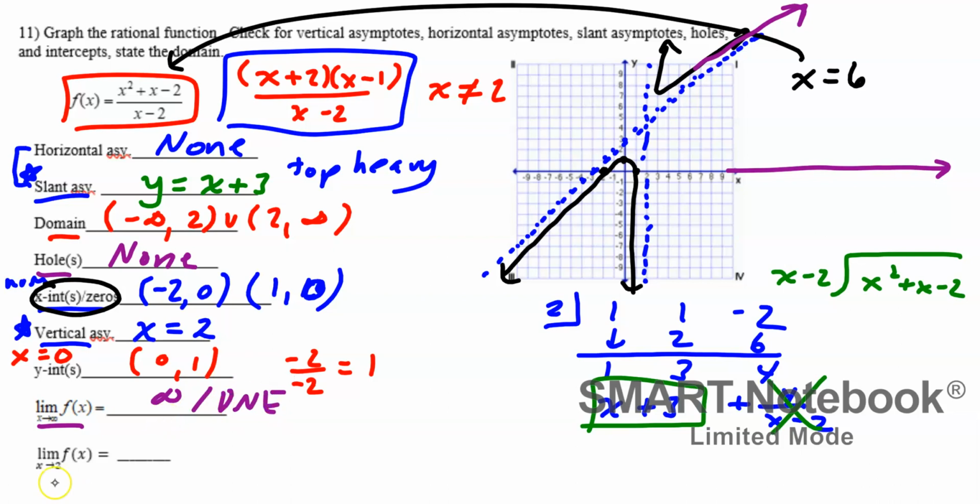The limit as x is approaching 2, we need to consider the left and the right. So if we're looking at 2, we're looking at the vertical asymptote. If we're looking from the left, the graph is going towards negative infinity. If we look from the right and approaching 2, it's going to positive infinity. So because the left and the right limits are not the same, this one definitely does not exist.